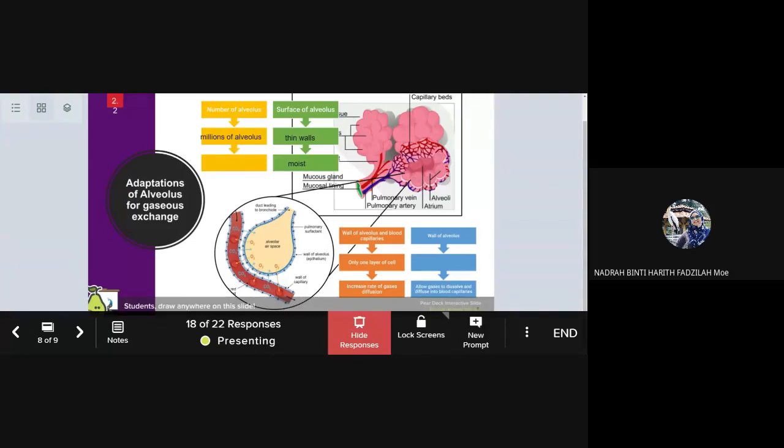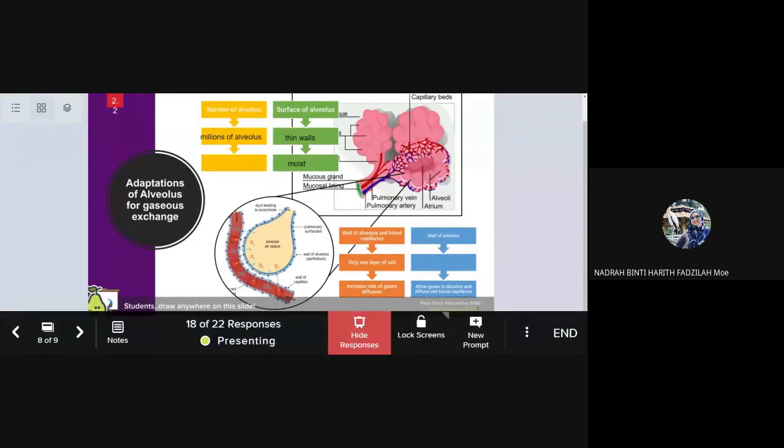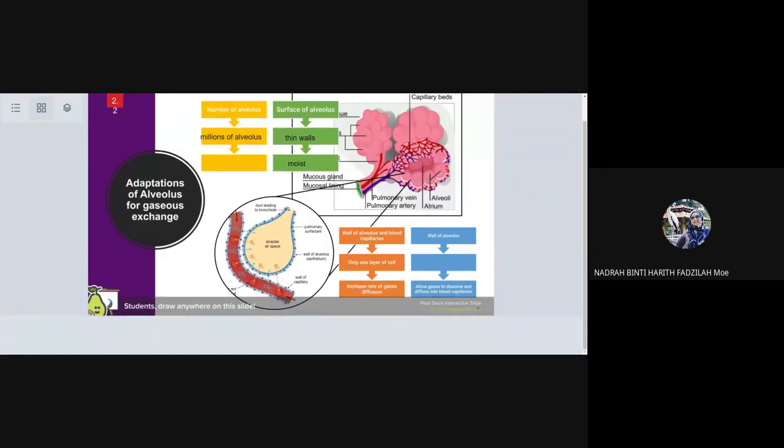So thin walls tu sudah diceritakan pada kotak warna oranye. I have already mentioned the characteristic in only one layer of cell. Nipis, wall yang nipis tu sama dengan only one layer of cell lah. Ketebalan dia hanya satu cell. Moist ni is for the blue box over there. Okay, the characteristic moist is for the blue box down there because the moist wall of alveolus will allow gases to dissolve and diffuse into blood capillaries.